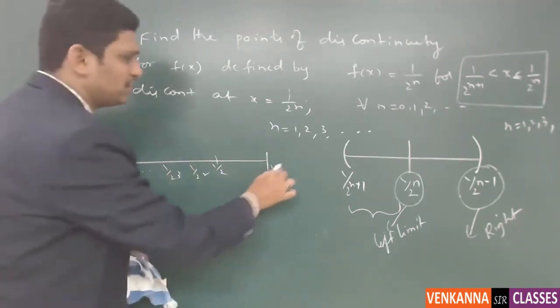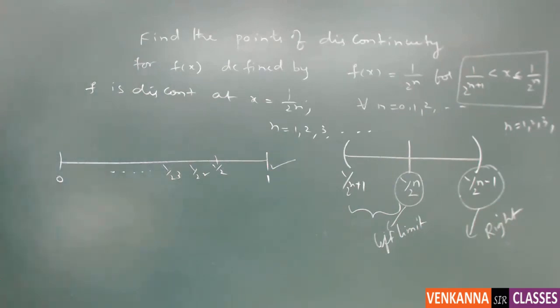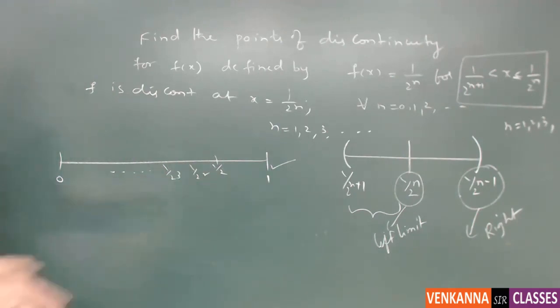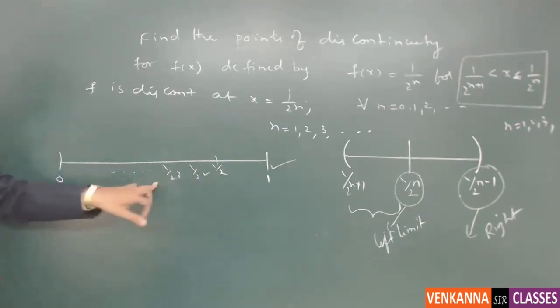And here, there is no need to check, because the function is defined as 1, which is a constant function, so it is continuous. There is no variation in that. Okay? So 1 by 2, 1 by 2 square, 1 by 2 cube, and so on. These are the points of discontinuity. Clear?